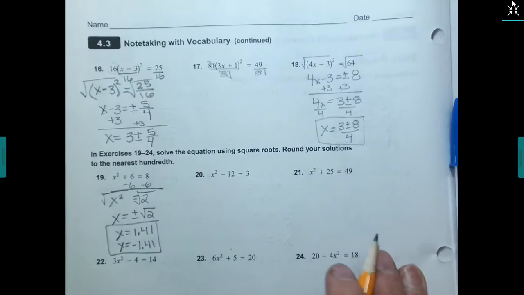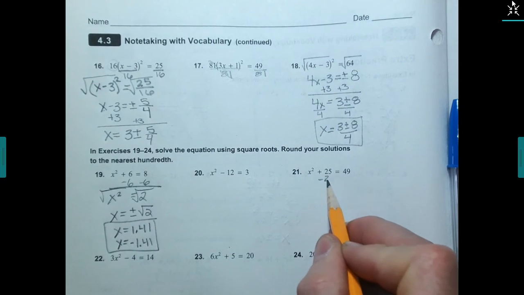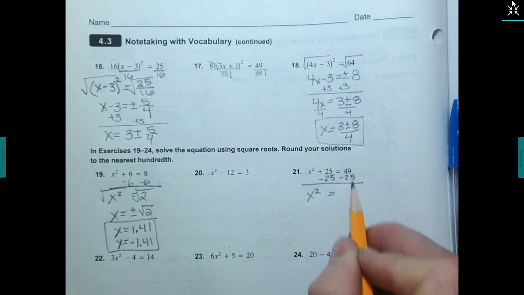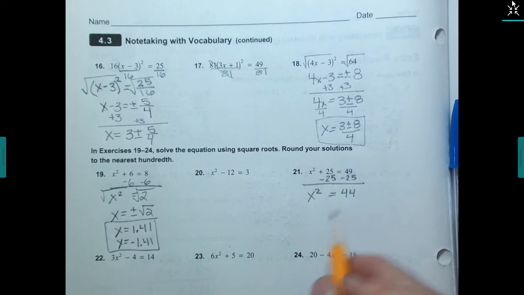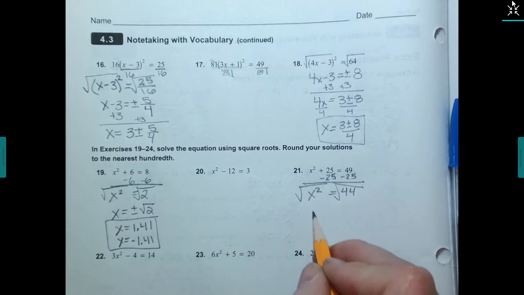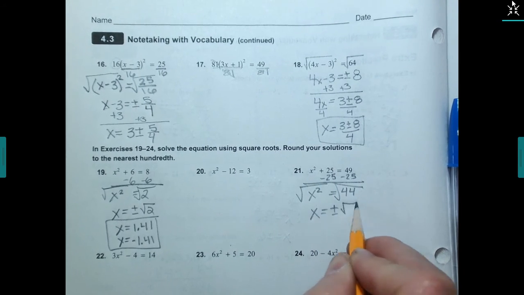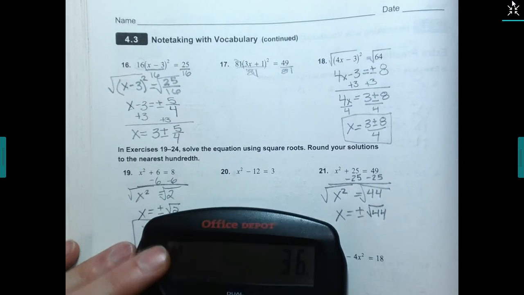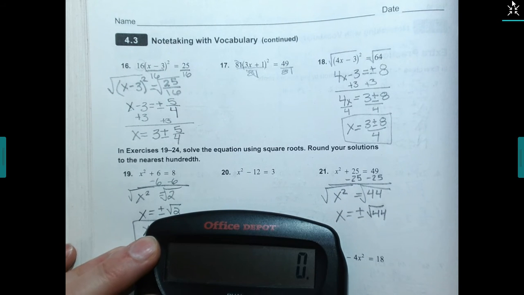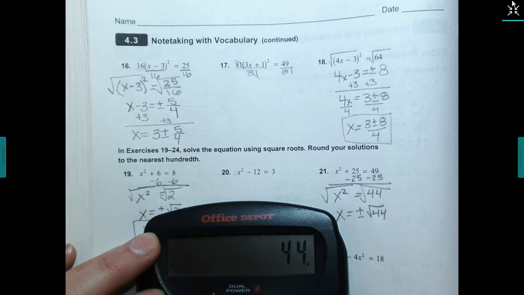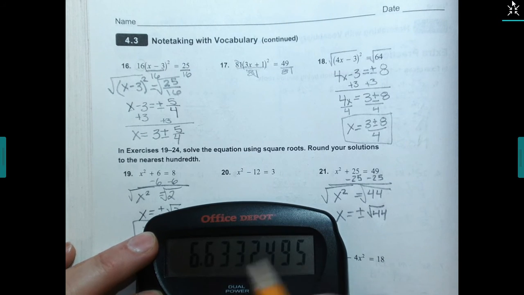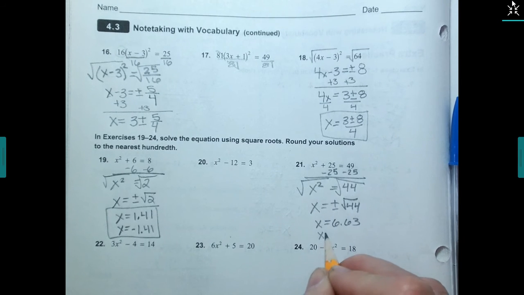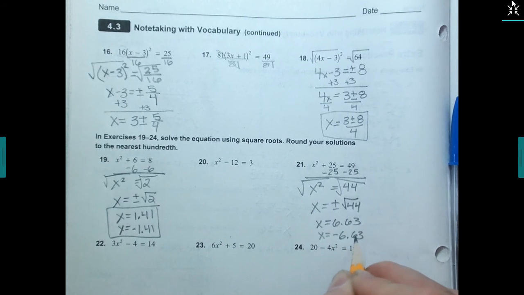All right, 2 more. Minus 25. x squared equals 44. So I get x equals plus or minus the square root of 44. So I get in here and I go square root of 44. It's 6.63. So x equals 6.63 and x equals negative 6.63.